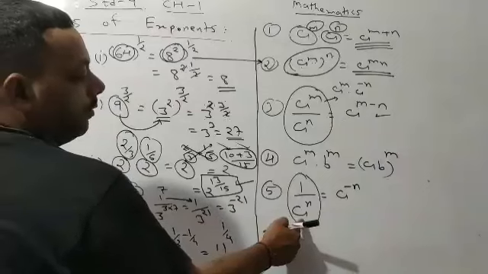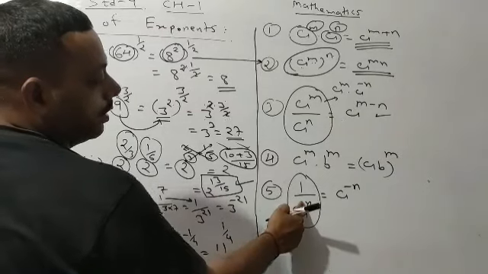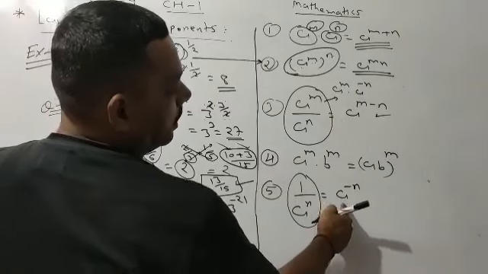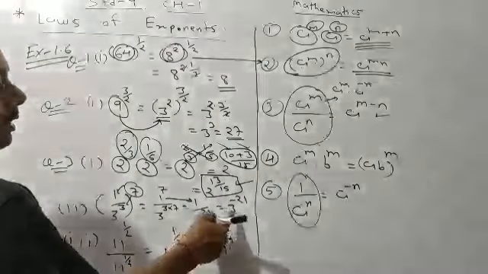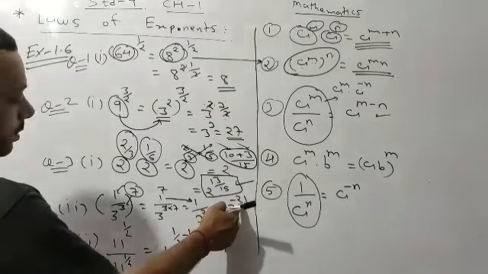Now we know that if it is a raised to n in the denominator, then in the numerator it is rewritten as a raised to minus n. Same way, 1 upon 3 raised to 21 is rewritten as 3 raised to minus 21.